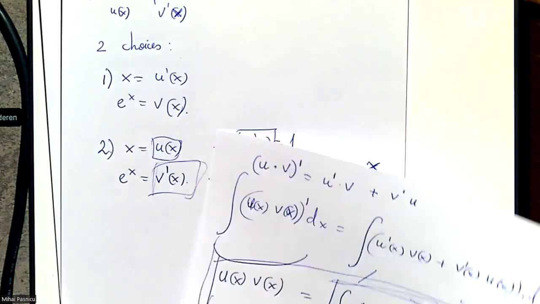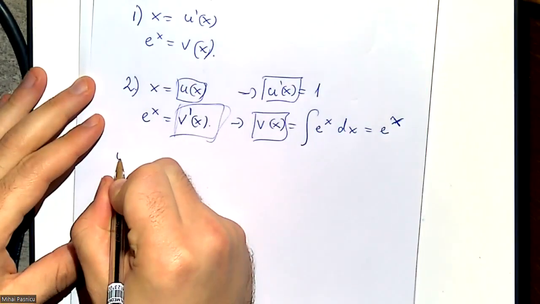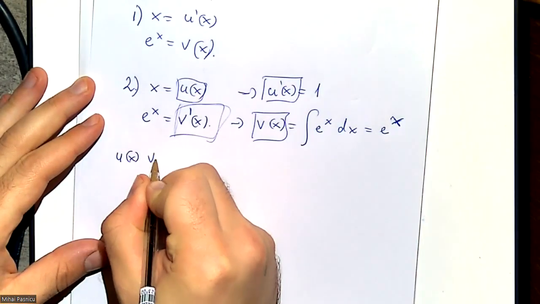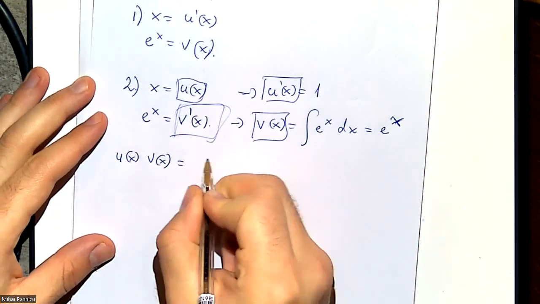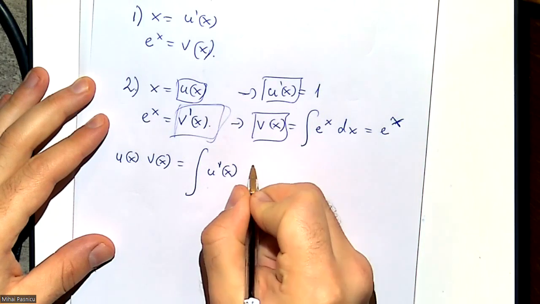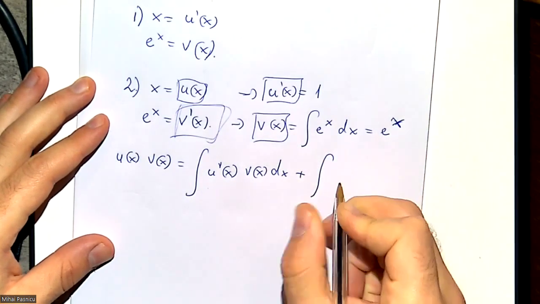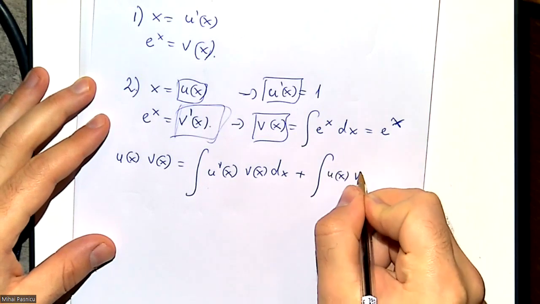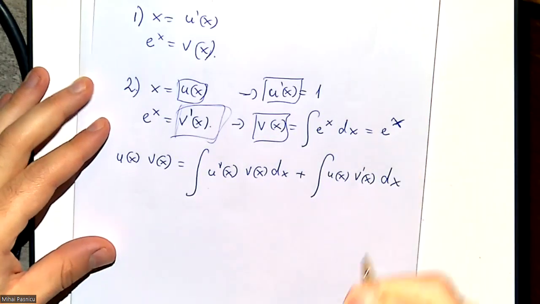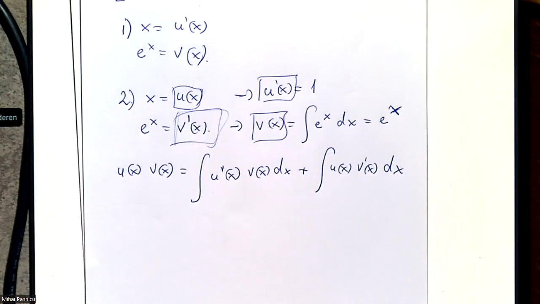We literally just plug in. So I'll rewrite the formula here: u of x, v of x is equal to the integral of u prime of x, v of x, dx plus the integral of u of x, v prime of x, dx. Okay, formula. Everyone should memorize this.